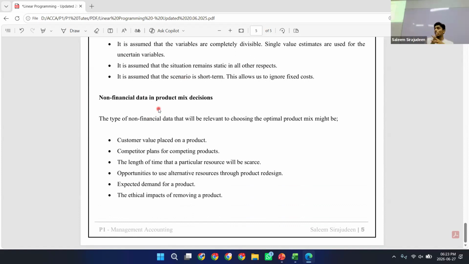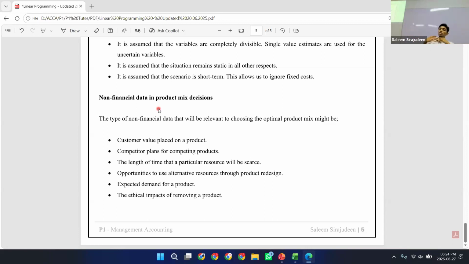So how are you going to take the decision? The next one, competitor plans for competing products. And the next one, the length of time that a particular resource will be scarce. So we learnt scarce resource will be there, limiting factor. For how long will it be limited? You can't tell that forever it will be limited, no. For how long it will be limited, right?